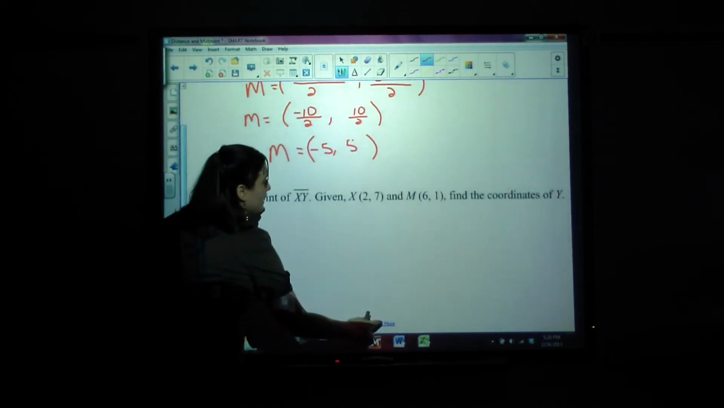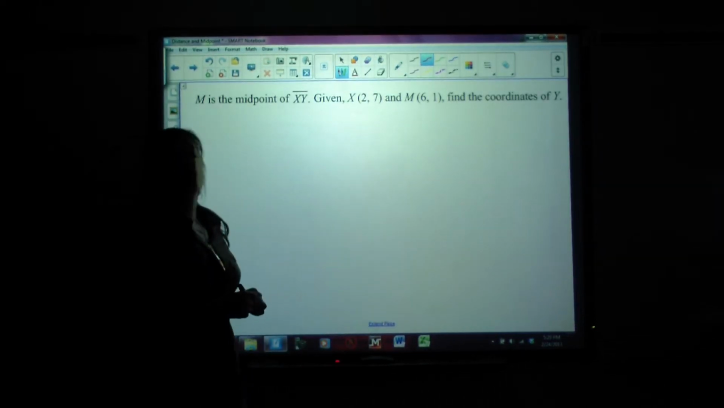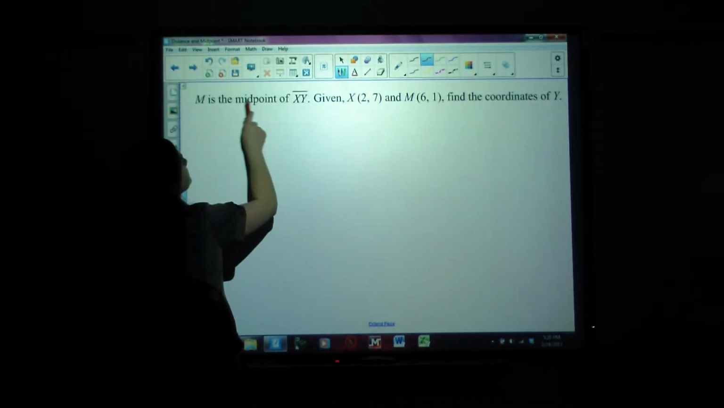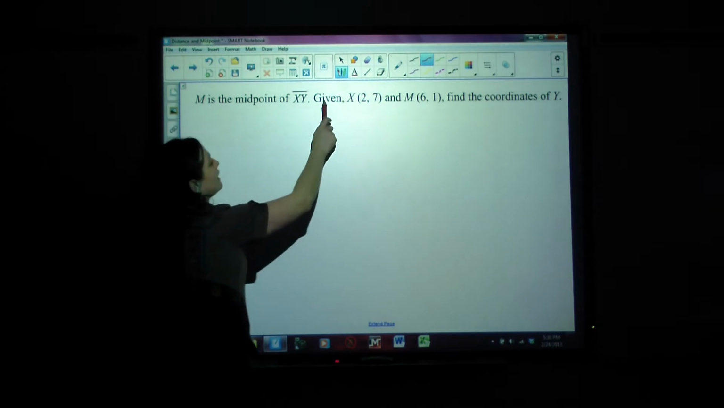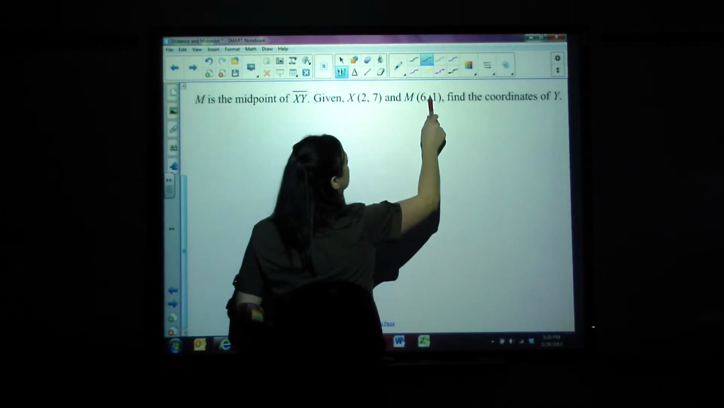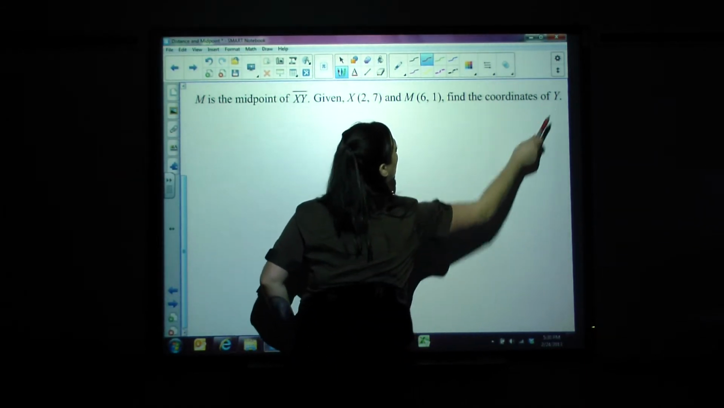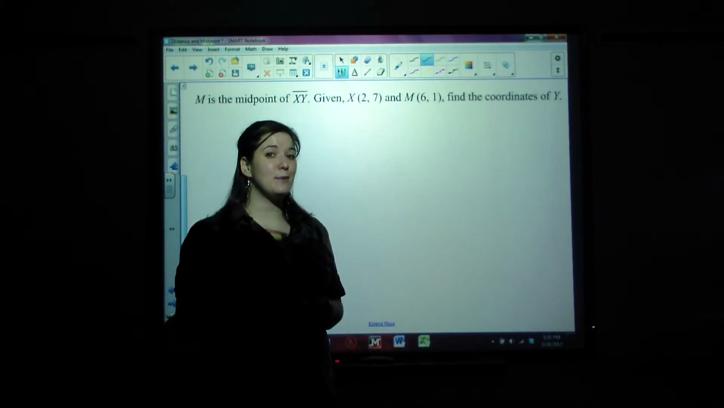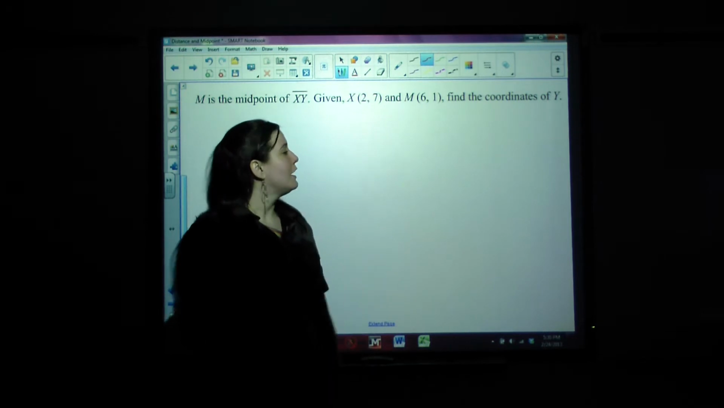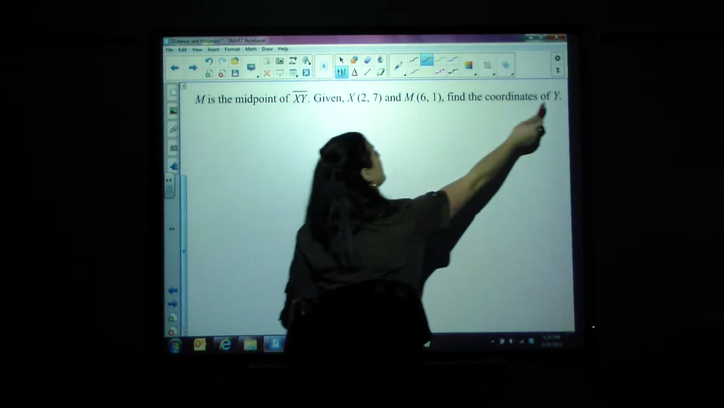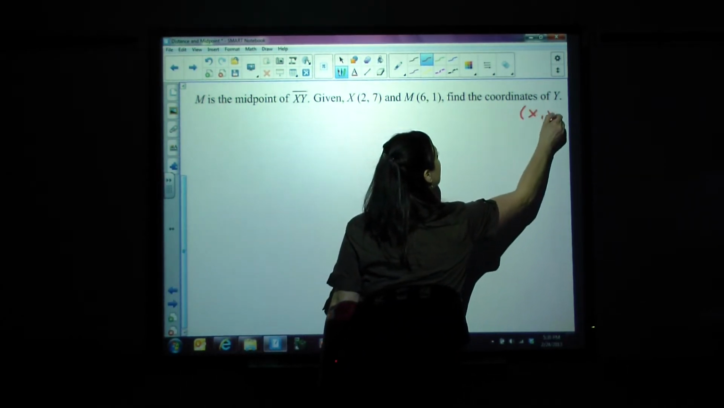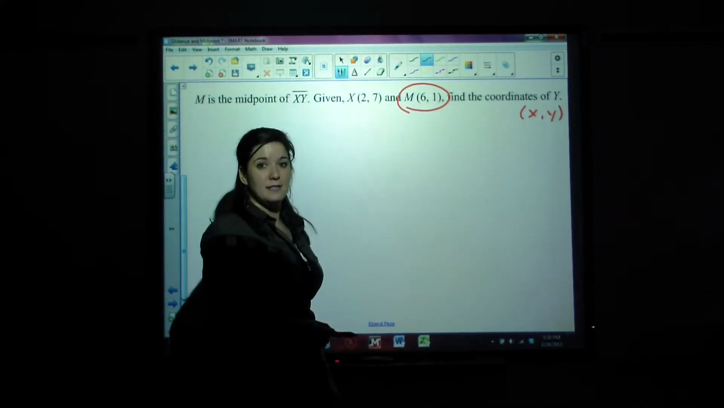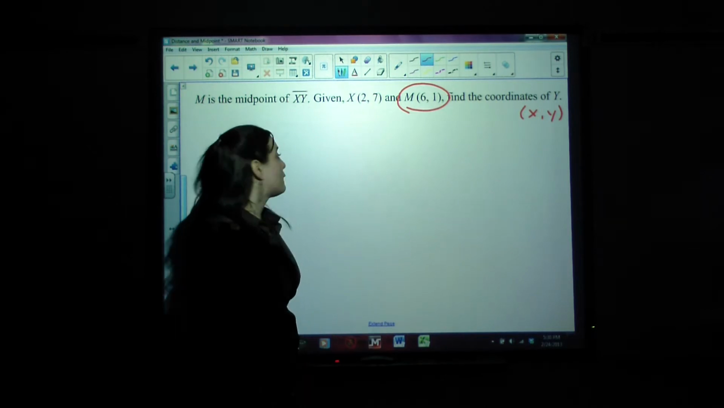What might be tricky is if they give you a problem that's a little bit different. And this one says M is the midpoint of segment XY. We know where X is and we know what the midpoint is. Find the coordinates of Y. So this time, are they asking me to find midpoint? The answer is no. They are giving me one endpoint and the other endpoint is unknown. It's at some X and some Y. I don't know what that is. But I do know the midpoint. So what I can do is still use that midpoint formula.